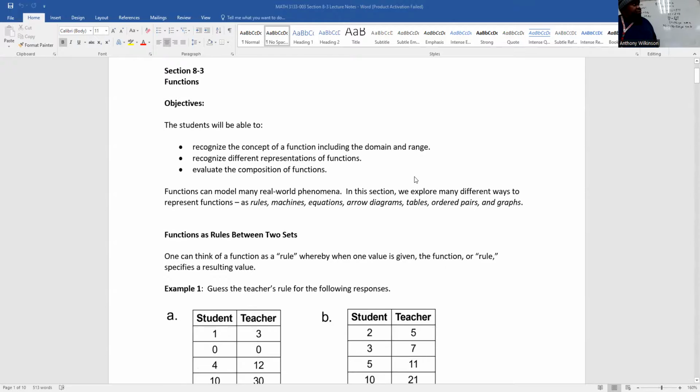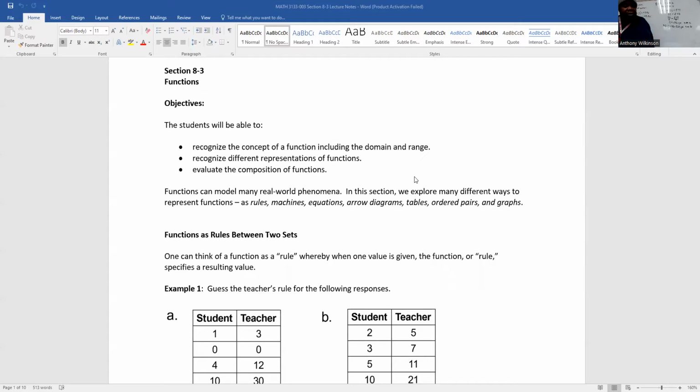Now, in real world phenomena, we can model functions. And what we're going to be looking at in this section is the many different ways functions can be represented. One as a rule, another as a machine, another as equations, another as arrow diagrams, another as tables, also as ordered pairs, and finally as graphs. So pretty much there are 7 different ways that we can model a function.